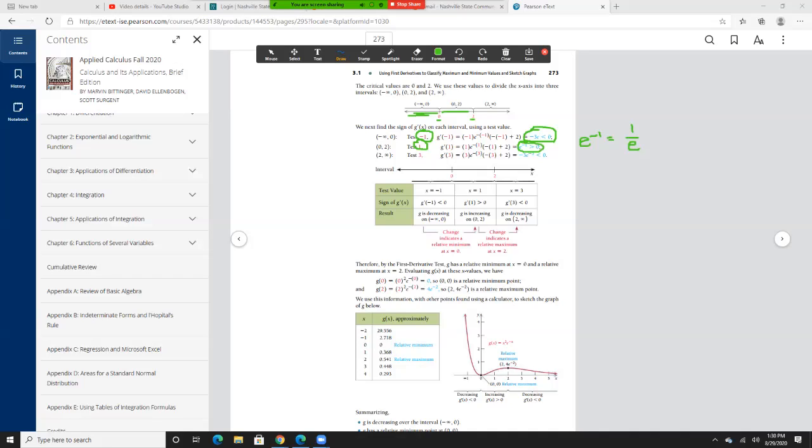And then they tested 3 on the last interval, and they figured out that the derivative is negative, which means it's decreasing on the last interval. And if you look at the picture, you can see that it is decreasing until x becomes 0, and then it's increasing until x reaches 2, and then it zeroes out, and then it's forever decreasing.